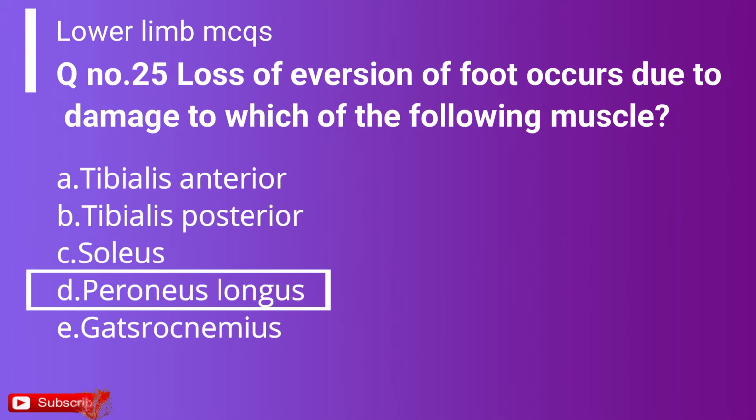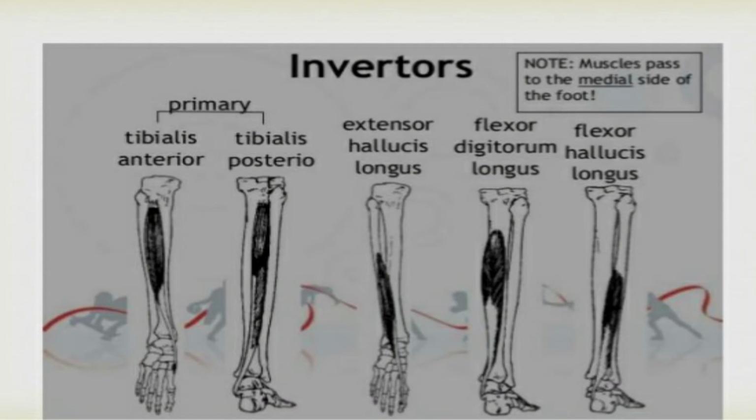So the correct answer in this scenario is option D, that is peroneus longus, because it is an everter of the foot. Option A and B are the inverters, and option C is a plantar flexor of the foot.